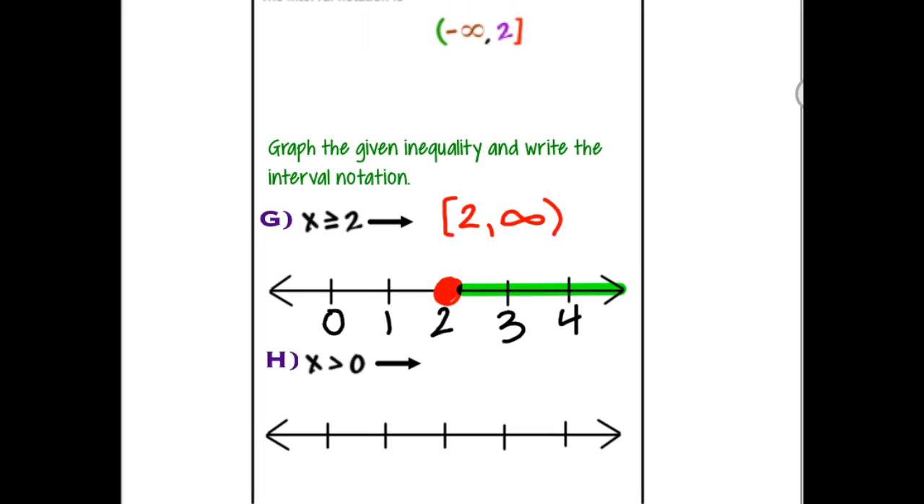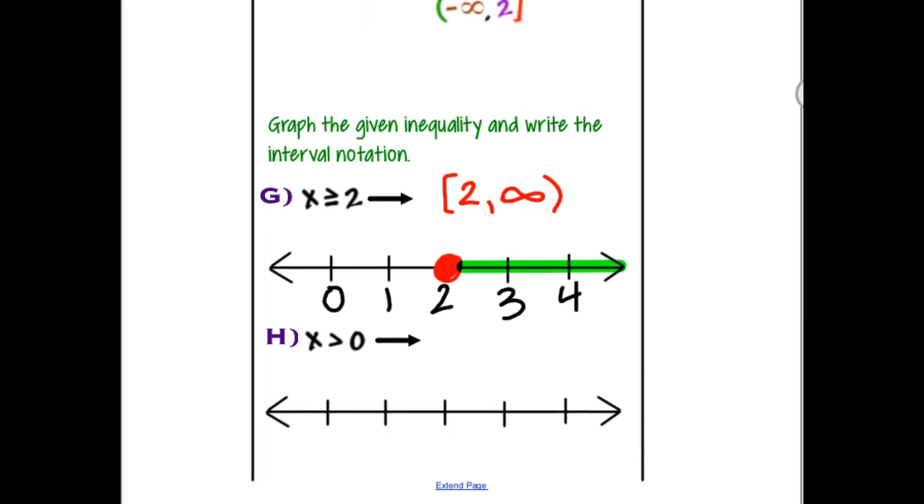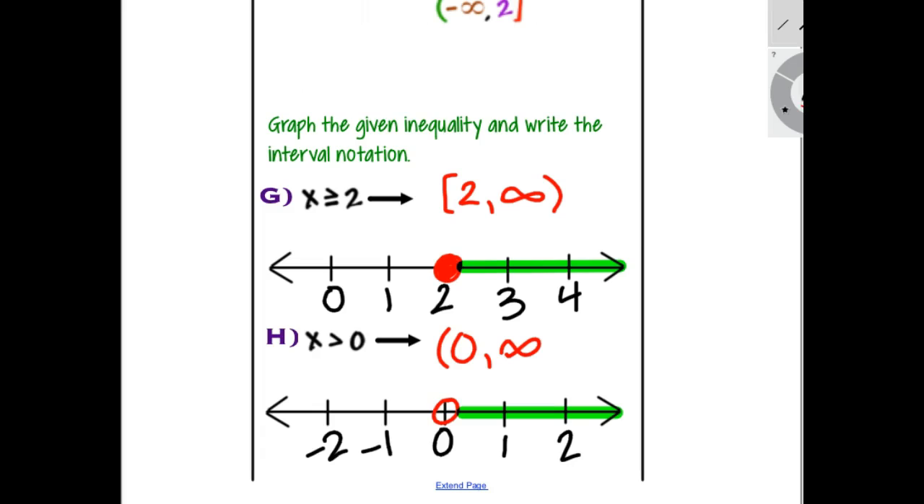Now, h greater than 0. So we put our 0 in the middle. That means we go -1, -2, 1, 2. And we have an open circle at 0. We're going to shade again to the right because it says greater. And when we write our interval notation, we're going from 0, but it's an open bracket, to infinity. So we use the open bracket there.